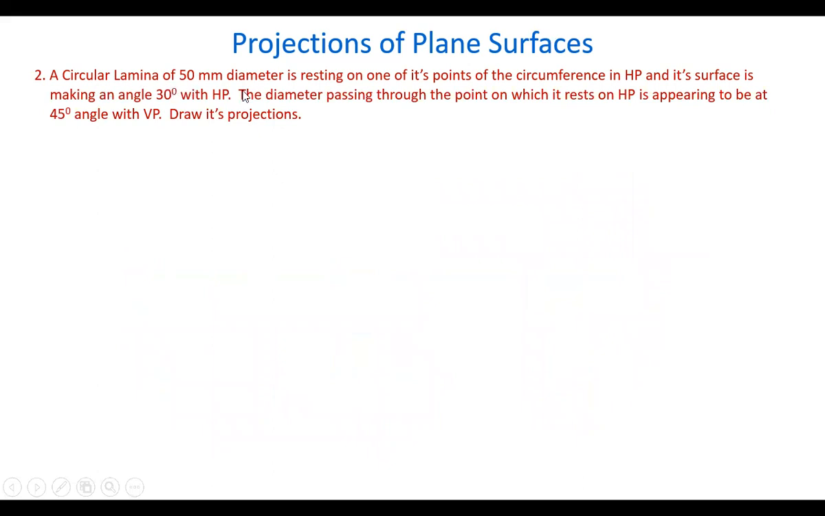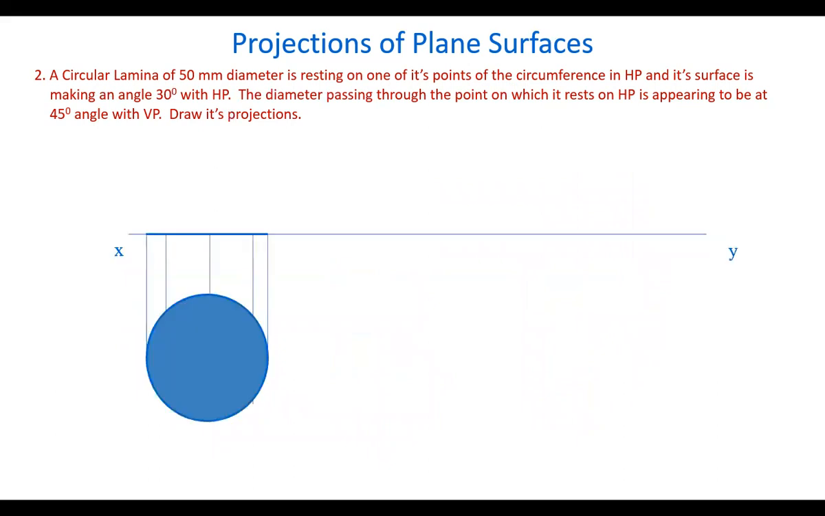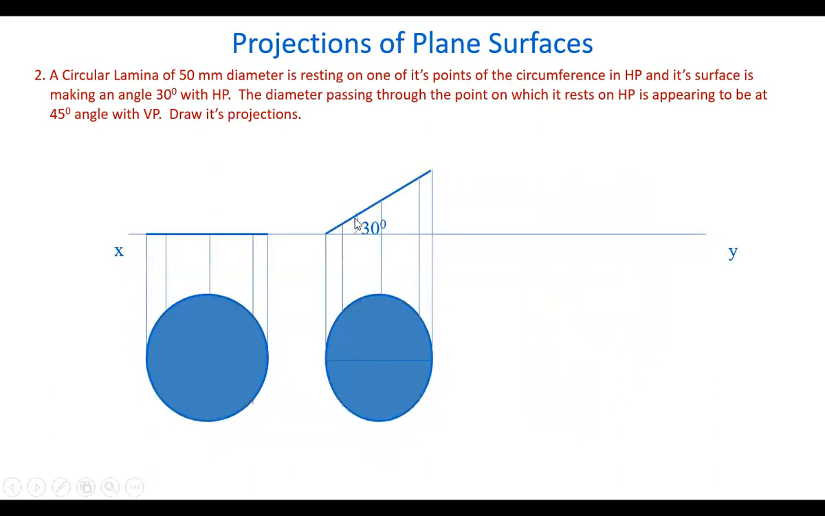A circular lamina of a given diameter is resting on one of its points of the circumference in HP. Like the point is on the horizontal plane, so that we should take the plane in the horizontal plane. Its surface is making an angle of 30 degrees with HP, surface angle with HP. So the surface angle is shown here, 30 degrees, one point here on the horizontal plane. The diameter passes through the point on which it rests on HP. That means here the point is this one and we have a diameter line passing through this point on which it is resting on HP.